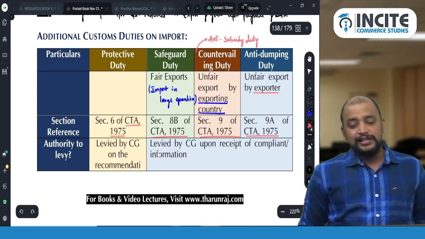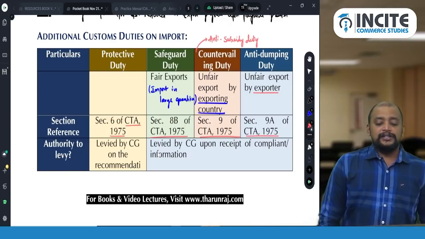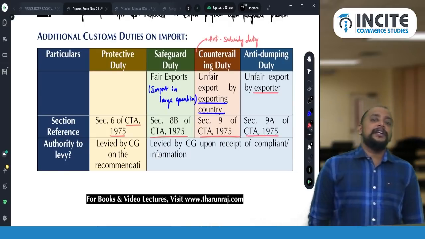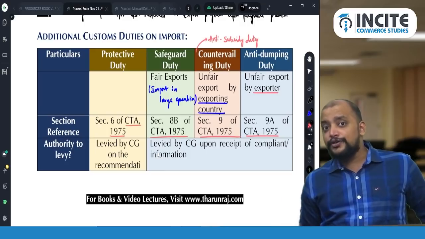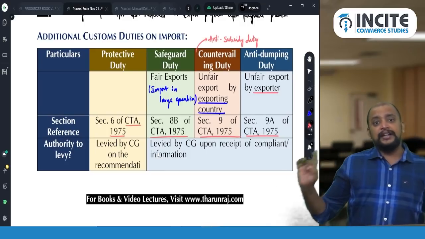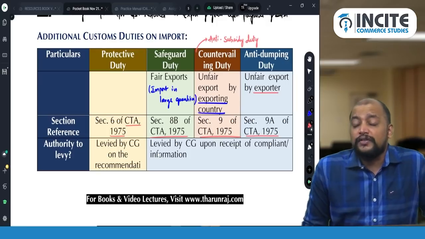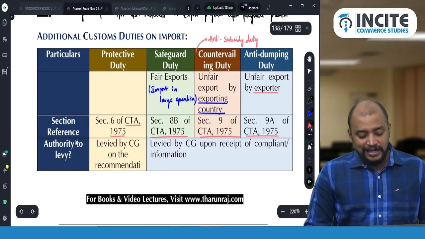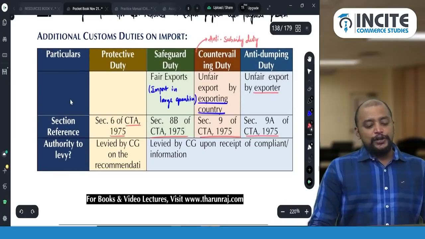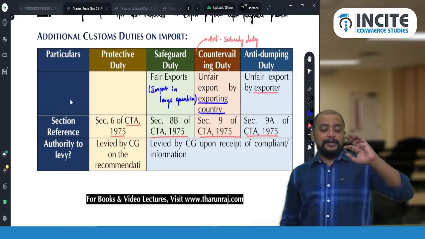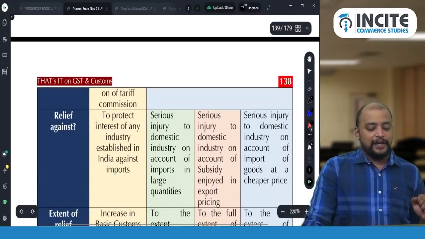So section 6 is protective duty, section 8B is safeguard duty, section 9 is anti-subsidy duty, and section 9A is anti-dumping duty. Okay, so these are the section references. Which Act? Customs Tariff Act 1975. Authority to levy: protective duty is levied by whom? The central government on the recommendations of the Tariff Commission.